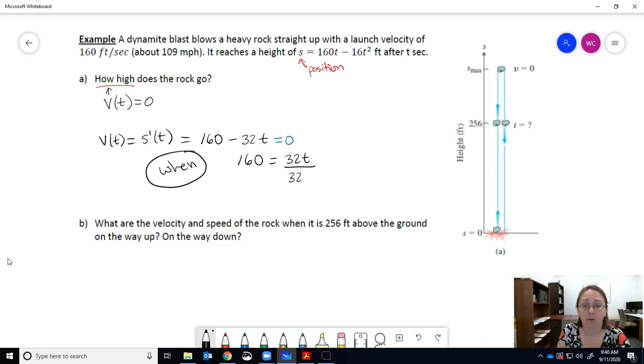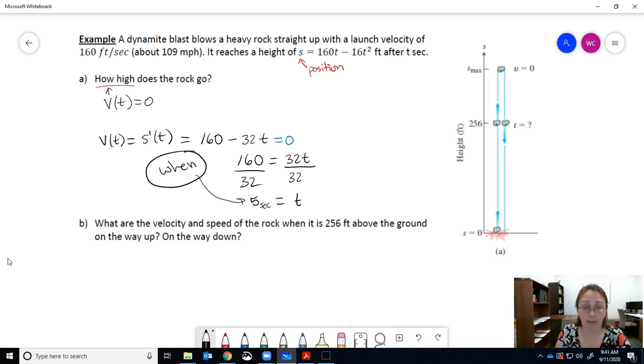Divide by your 32. So t equals, divide by 32, so that'll be 5. Let me just double check, make sure I got that right. Calculators, wonderful tools. 160 divided by 32. Yes, I did. So we found at 5 seconds, because that's our unit of time, we reached the highest point of the travel of our rock. That's the time that it happens.